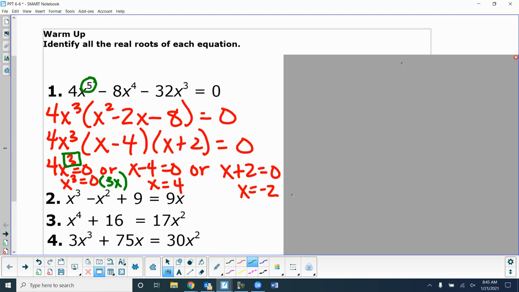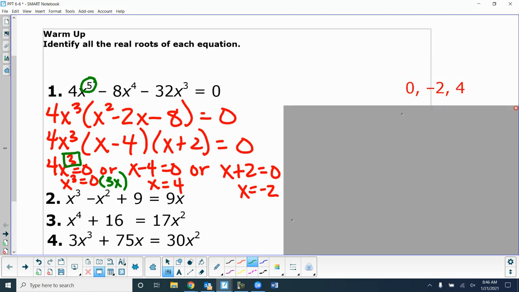Okay? So some kids, when I'm asking for multiplicity, some of you say odd or even, which is right, but I want the actual number, 2 or 3, or 4 or 5, whatever it is. Usually we don't get, every now and then we might get x to the 6th, but usually x to the 5th is the highest we get. Now, this didn't tell us multiplicity. I added that in. But we got the 0, the negative 2, and the 4.